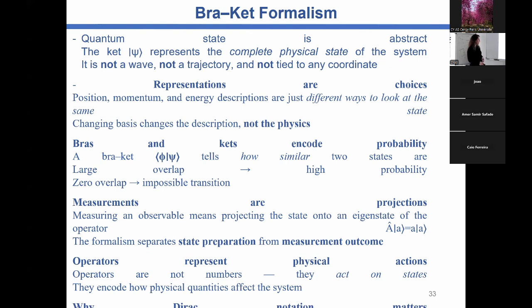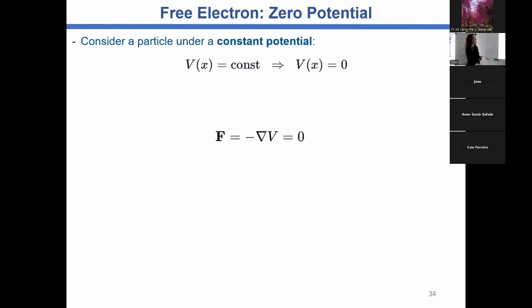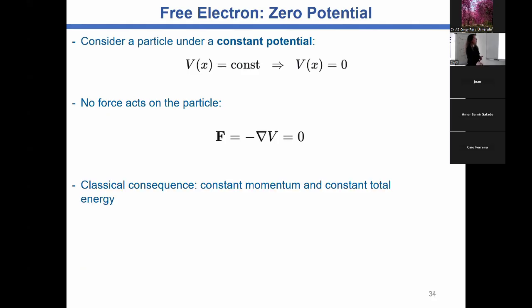So the Dirac formalism is usually used in quantum mechanics to describe the system in simpler ways, and with more possibility of projections. Okay, so that is just an overview of quantum mechanics.